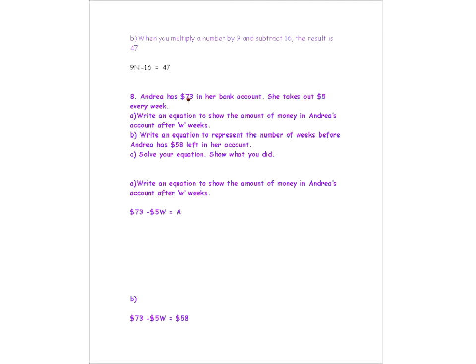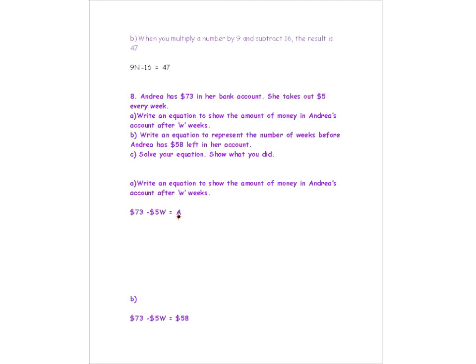All right, so she starts off with 73, so we write down 73 in the beginning. She takes out $5 every week, so it's minus 5 times the number of weeks. W stands for the number of weeks, so we say minus 5 times W, and we write equals A because we're looking for the amount. It says write an equation to show the amount, so we just choose A to stand for the amount. So 73 minus 5W equals A is our equation.